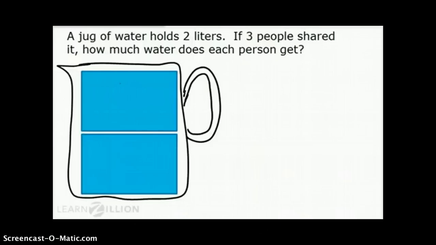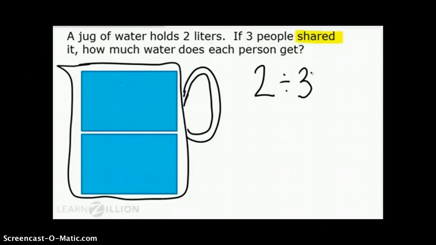Let's try a different problem. A jug of water holds 2 liters. If 3 people share it, how much water does each person get? In this problem, I want to split 2 liters into 3 groups because 3 people are sharing the water evenly. That means that I'm trying to divide 2 liters of water into 3 groups, or 2 divided by 3.